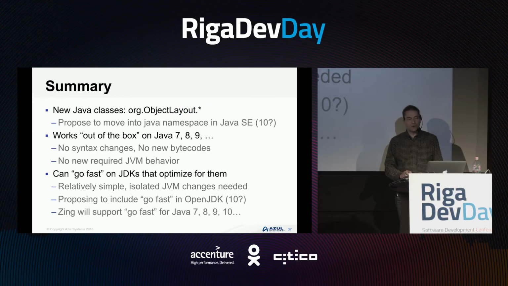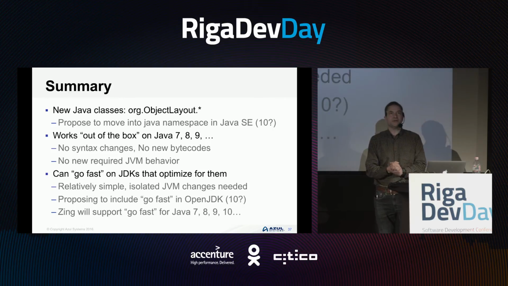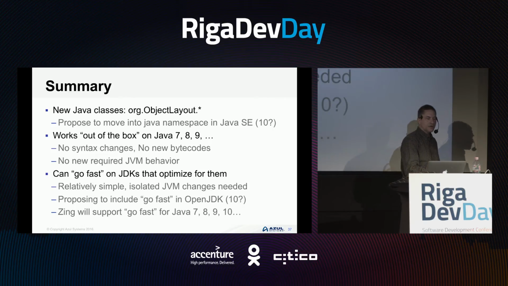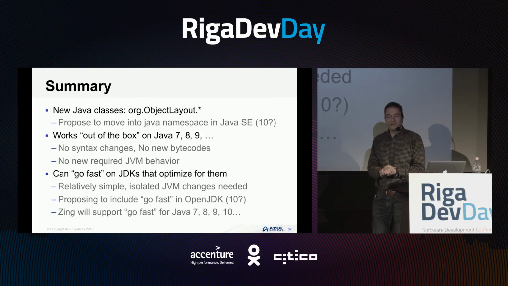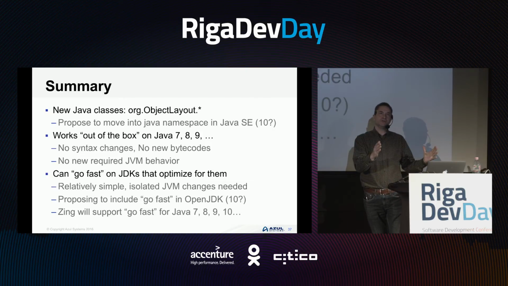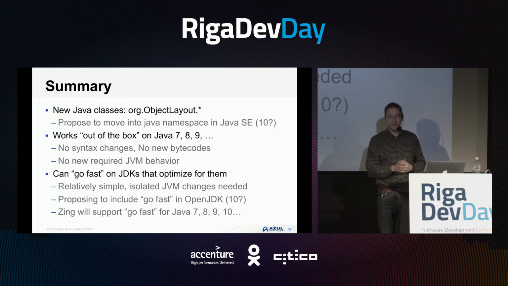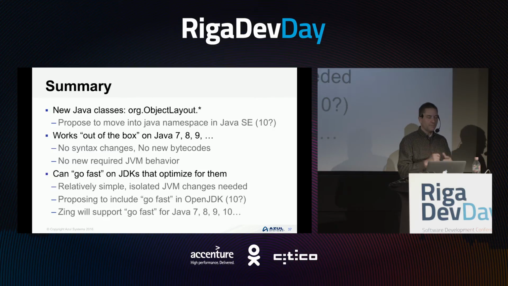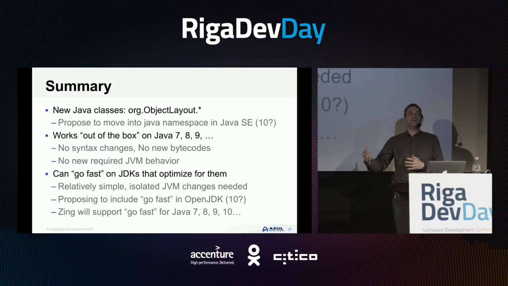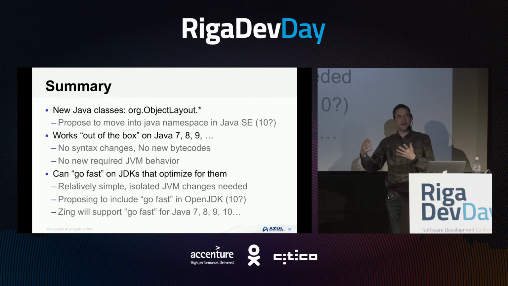And just to summarize, basically, as I say, new classes in object layout. The idea is that this will work out of the box on Java SE 7, 8, 9. Don't need any syntax changes. It's just using a new collection, no new bytecodes, no new JVM behavior. What we can then do is have the JVM change underneath transparently to developers and just say, okay, they're using structured array. We now understand how that works at the JVM level. We can improve the performance. We can make it go faster.